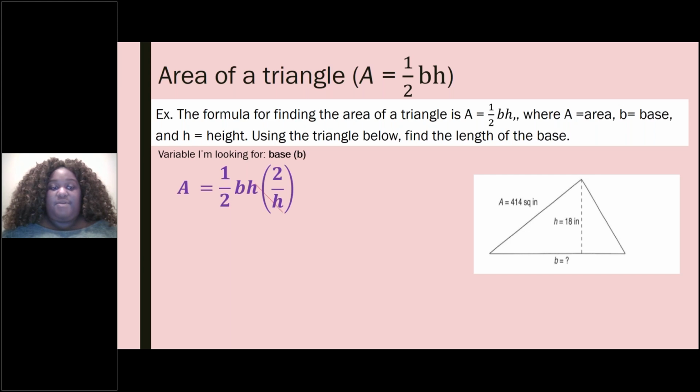And I'll do that on both sides. And of course, that h is going to cancel out, and then those 2's will cancel out. So just to repeat that, the h, since we're multiplying it, we'll do the opposite. So we'll divide. And then to get rid of the fraction, we just multiply by the reciprocal, which is 2 in this case. So you're multiplying by 2 divided by h, so you can write it as 2 over h. Those 2's will cancel out, and then those h's will cancel out.